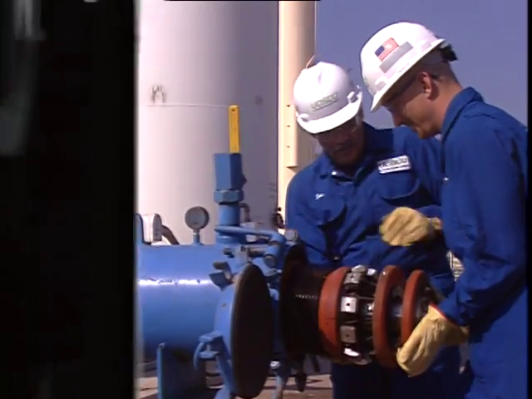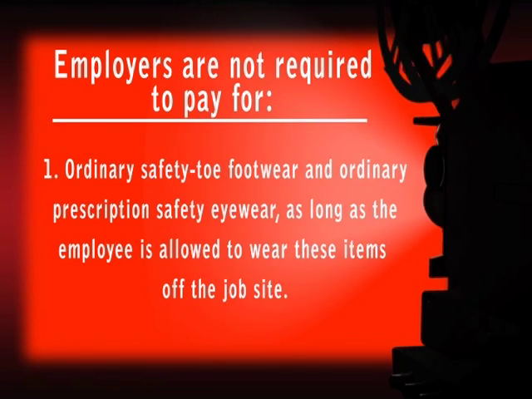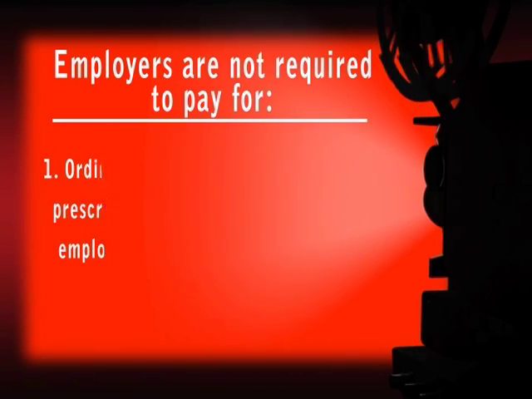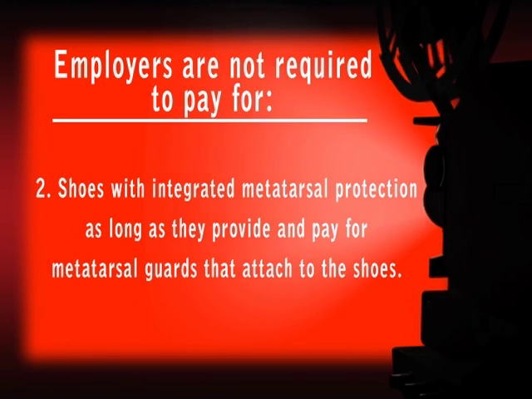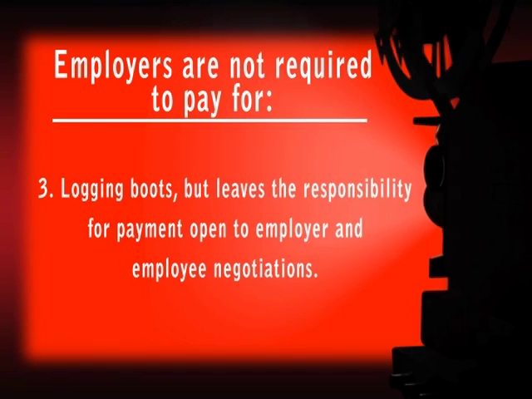Protective equipment employers are not required to pay for: Ordinary safety toe footwear and ordinary prescription safety eyewear, as long as the employee is allowed to wear these items off the job site. Shoes with integrated metatarsal protection, as long as the employer provides and pays for metatarsal guards that are attached to the shoes. Logging boots, but OSHA leaves the responsibility for payment open to employer and employee negotiations.